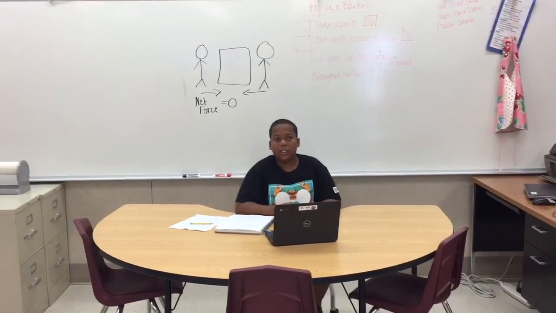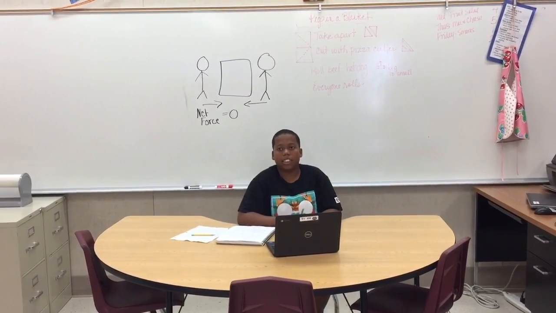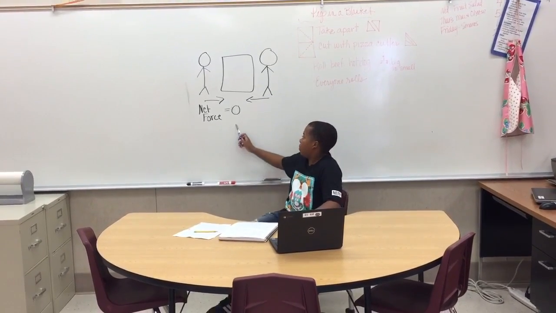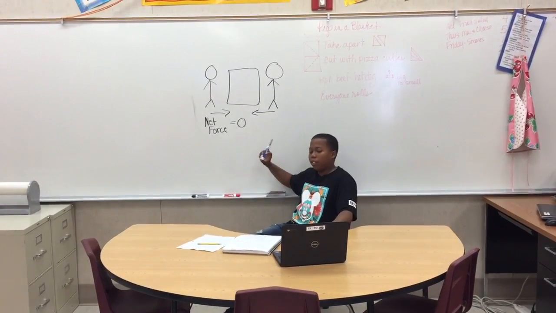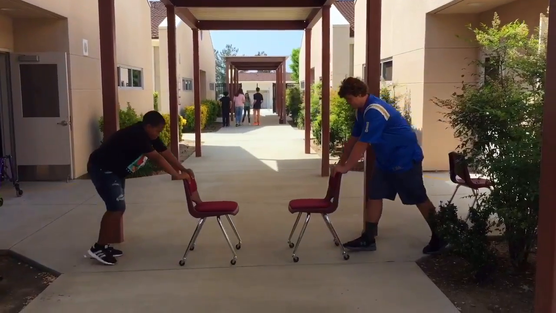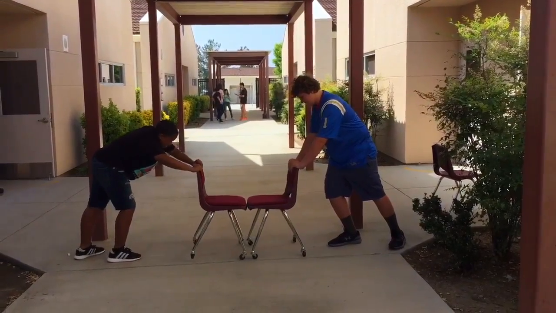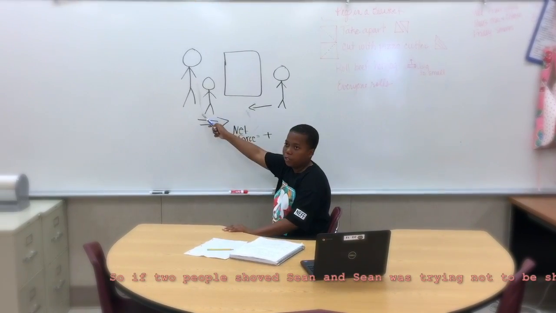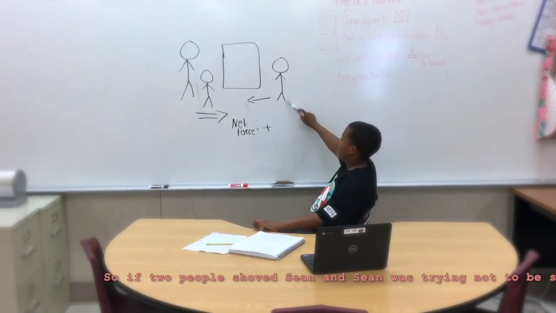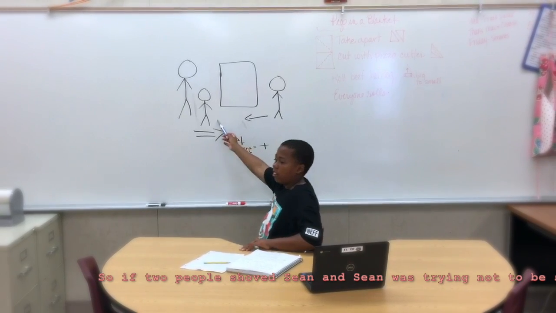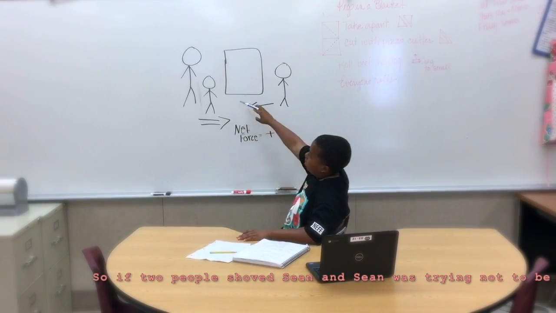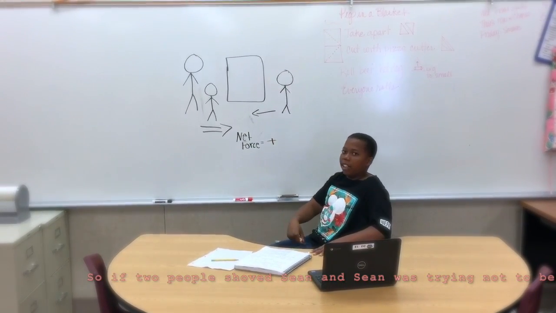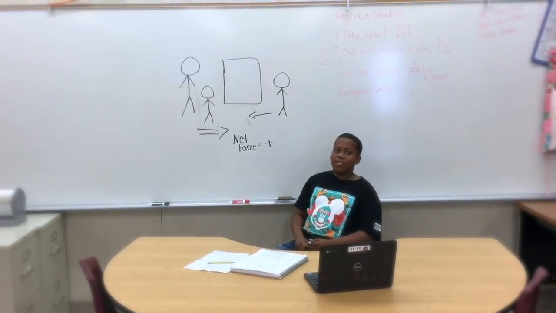Net force is when two or more forces act upon an object at the same time. In this example, the net force is 0 because the forces are balanced. In this example, the net force is positive because on this side there's two forces and on this side there's one. And since it's positive, the two forces would push farther than the one force.